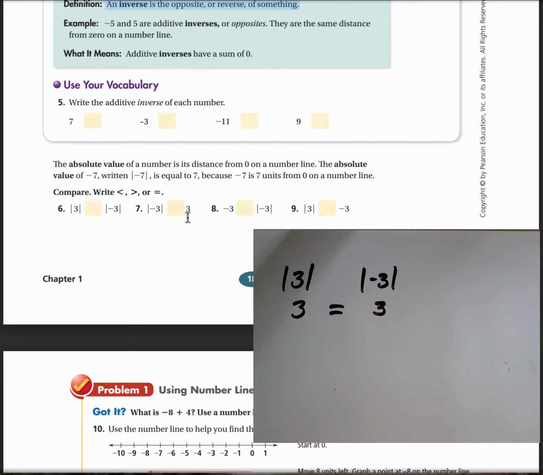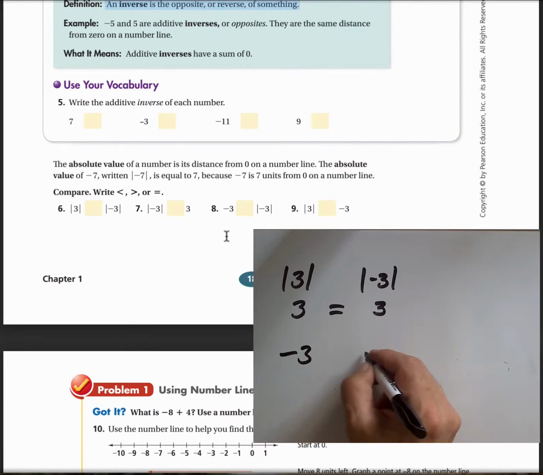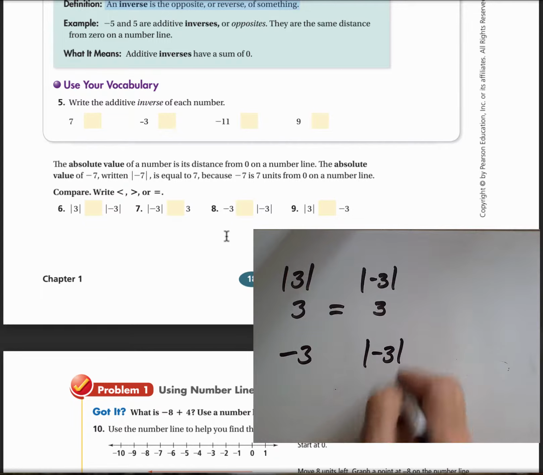So we would have 3 and 3, which means it would be equals again. How about number 8? Number 8 is negative 3 and absolute value of negative 3. Well, if we got rid of the absolute value, it would be negative 3 and 3. Which one is the greater? Well, 3 is the greater. So the arrow points away from that greater number. And in this case, negative 3 is less than 3.